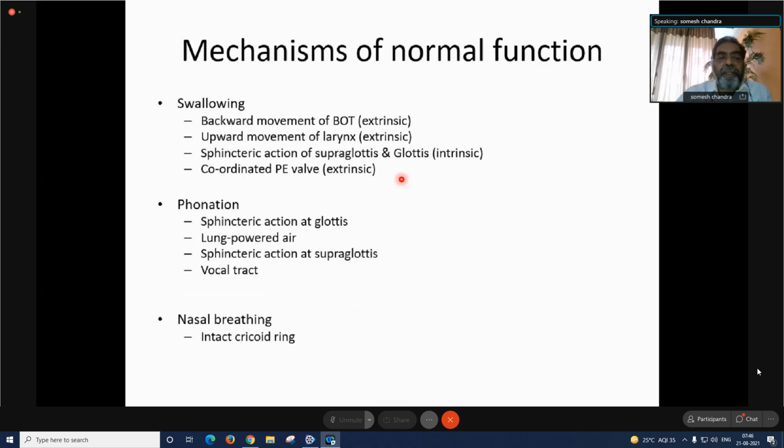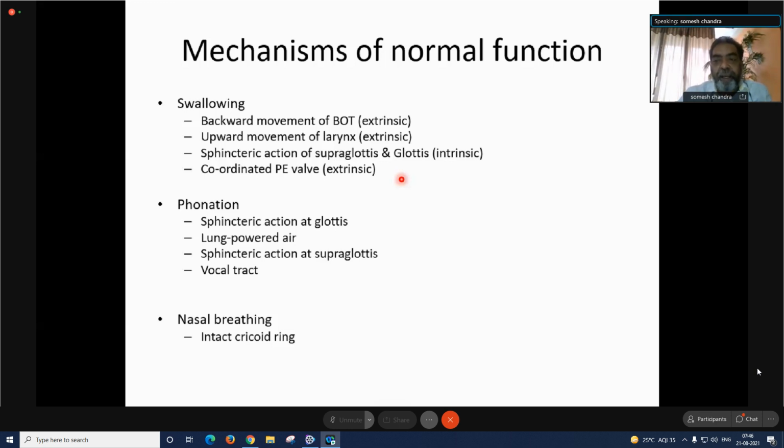So the normal function is achieved like this. Swallowing: the backward movement of base of tongue, which is an extrinsic function, and upward movement of the larynx, which is dependent upon extrinsic structures. So even if we lose some parts of the larynx, we can preserve swallowing. Sphincteric action of supraglottis and glottis is the second tier of protection, which is an intrinsic function, and the coordinated pharyngoesophageal valve, which again is an extrinsic function.